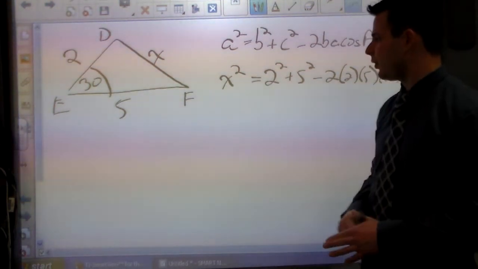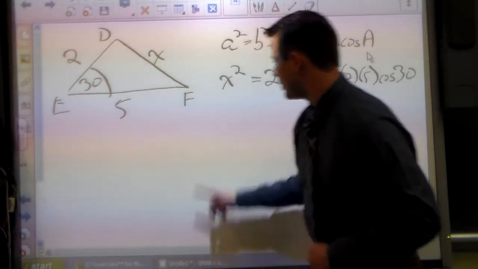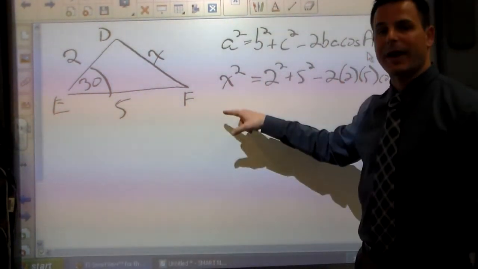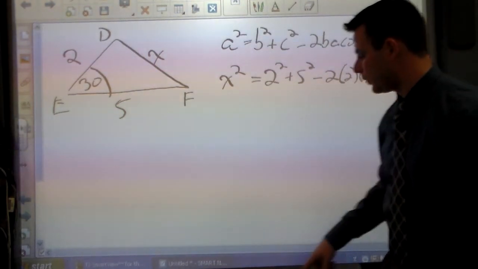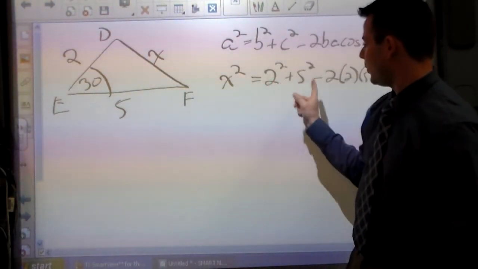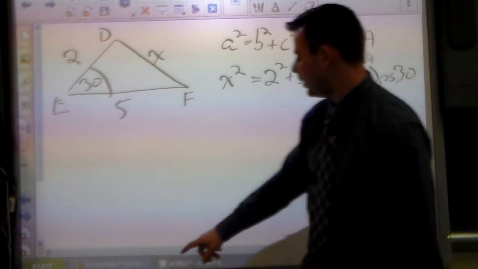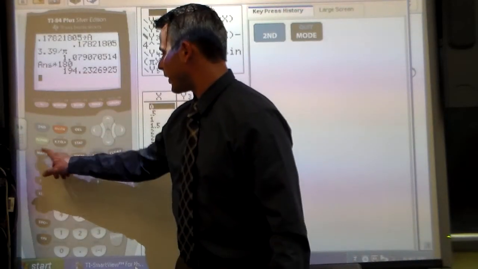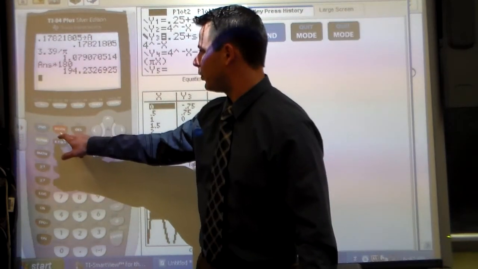Now, the rest is all calculator work. You can plug this into your calculator just the way it looks, but be careful, it's x squared equals, not x equals. So I'm just going to plug in exactly the way it looks. 2 squared plus 5 squared minus 2 times 5 times the cosine of 30. I'm going to make sure my calculator is in degree mode.